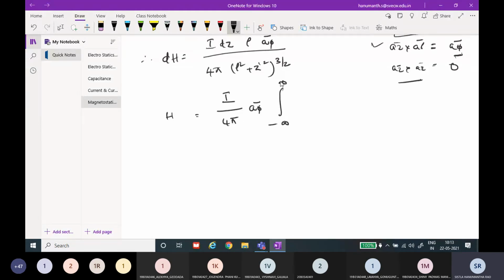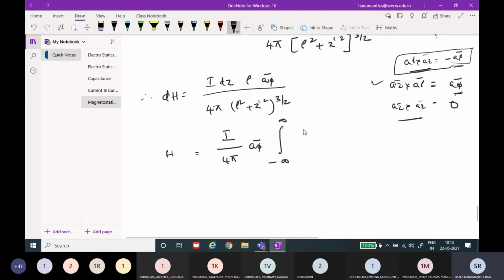What are the pending terms? Rho dz by rho square plus z prime square whole power 3 by 2. Every term should be used. Am I correct or not? Dz I represent here, rho in the integration itself, A5 bar here, and the denominator 4 pi. Rho square plus z prime square is raised to the power 3 by 2. This is it. Is it clear?